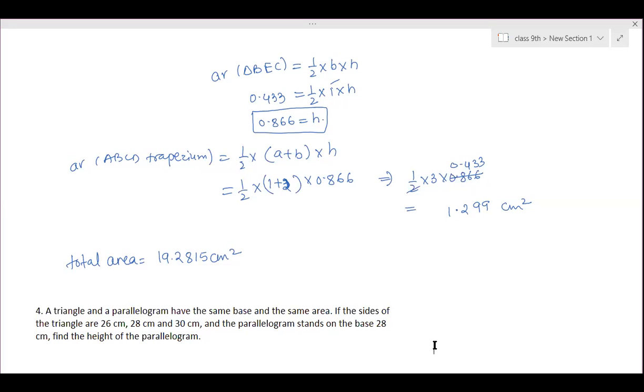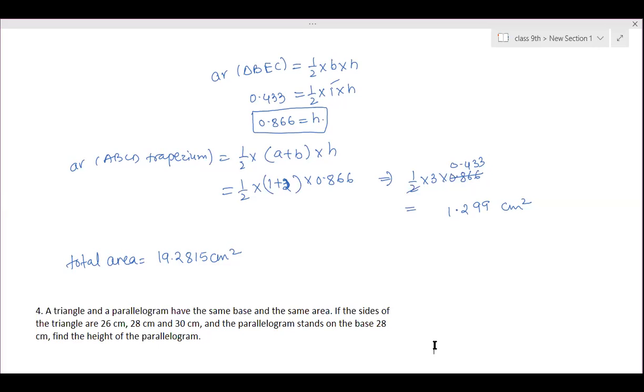A triangle and a parallelogram have the same area and the same base. If the three sides of the triangle are given, and the parallelogram stands on the base of 28 centimeter, find the height of the parallelogram. So first find out the area of the triangle. That is equal to the area of the parallelogram, so you will get the area of the parallelogram.